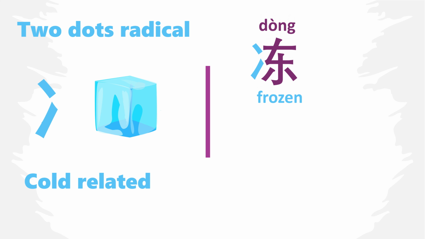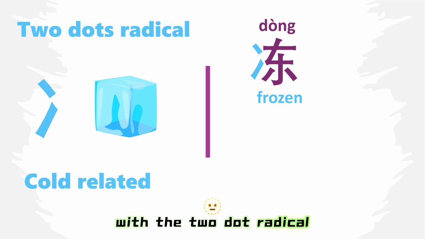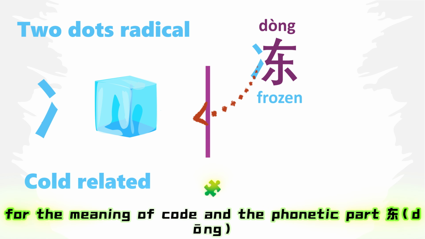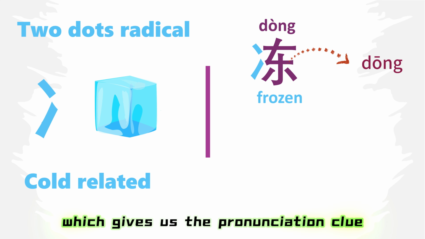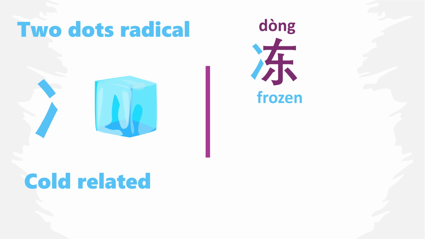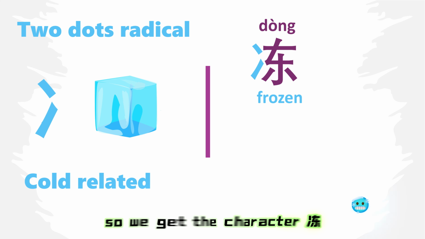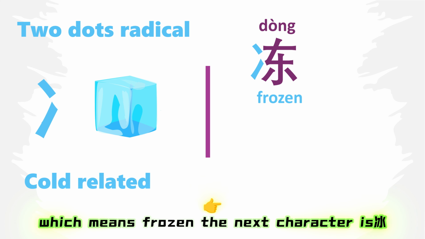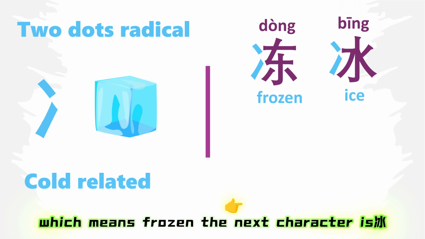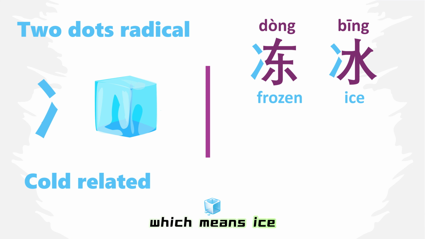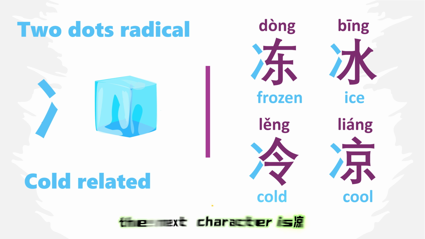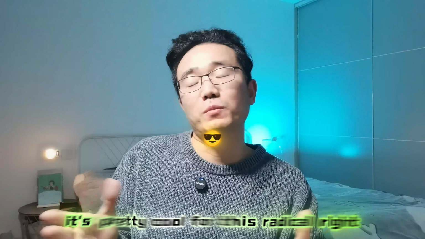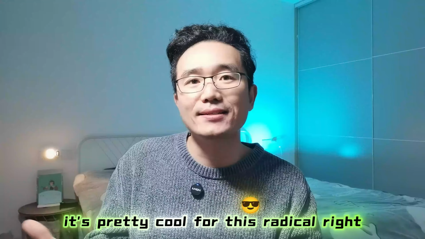This is the character 动 with the 2-dot radical for the meaning of cold, and the phonetic part 动, which gives us the pronunciation clue. So we get the character 动, which means frozen. The next character is 冰, which means ice. The character 冷 means cold. The next character is 凉, which means cool. Yes, it's pretty cool for this radical, right?